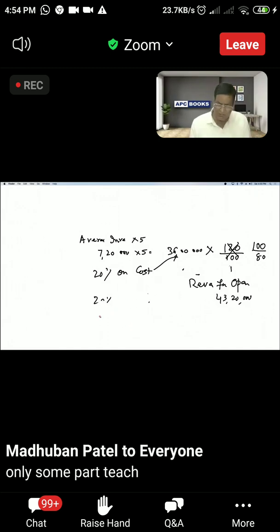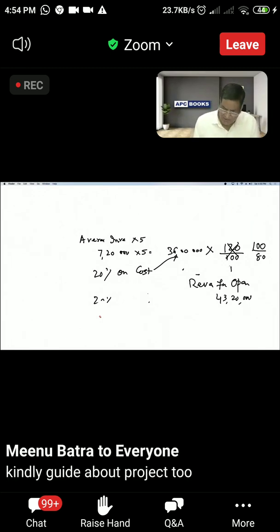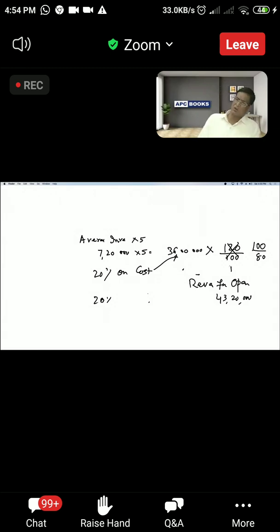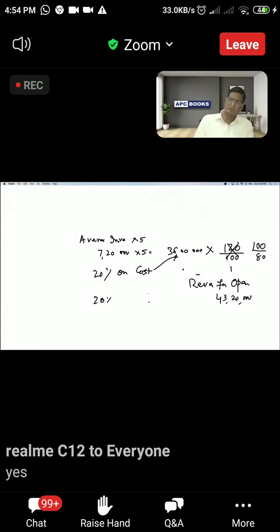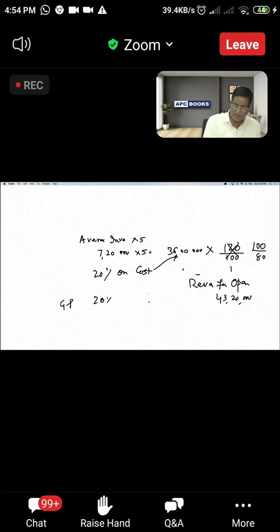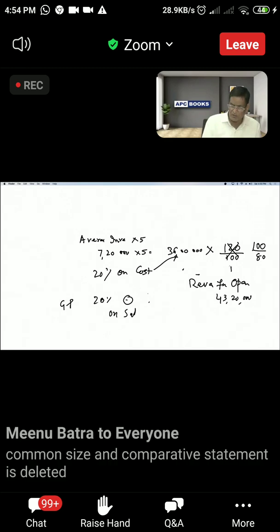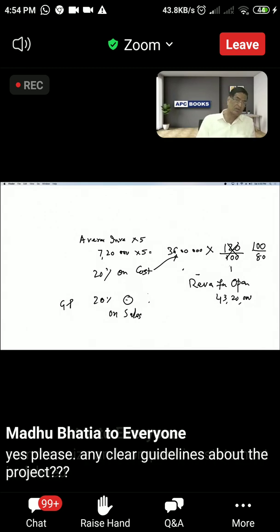It is not given whether it is 20% upon cost or whether it is 20% on sales. In the entire accounting ratio chapter, if GP is 20% and nothing is stated, it will be assumed it is 20% on sales. You can write this down.